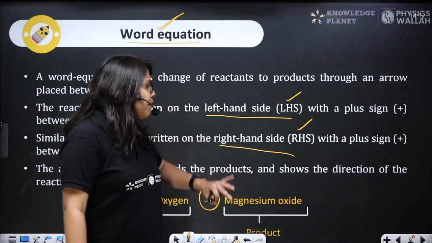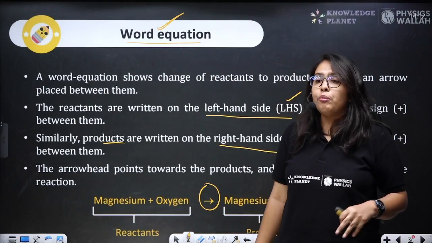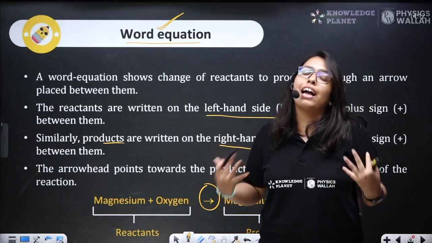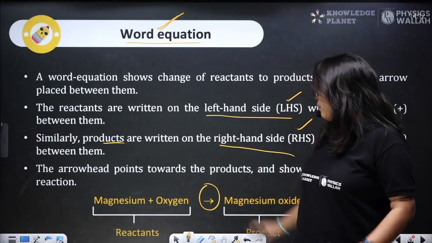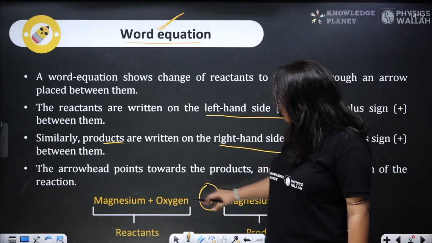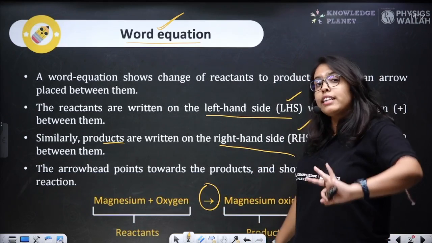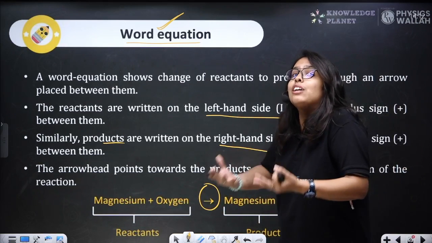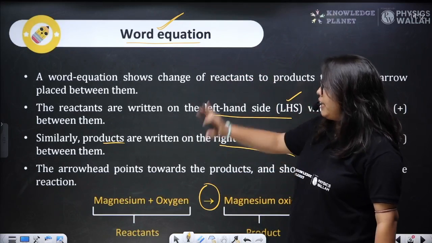So with this we have seen how a chemical equation, or I would rather say how a chemical reaction, is depicted in the form of a word equation. And the direction in which the arrow points or faces shows in which direction the reaction is actually taking place. All right. So this is about the word equation.